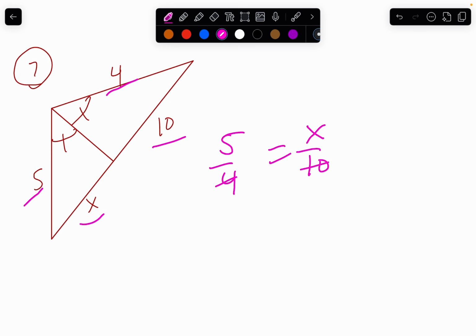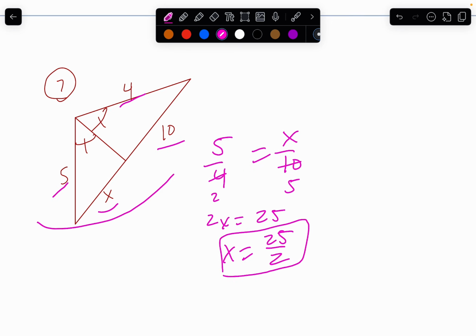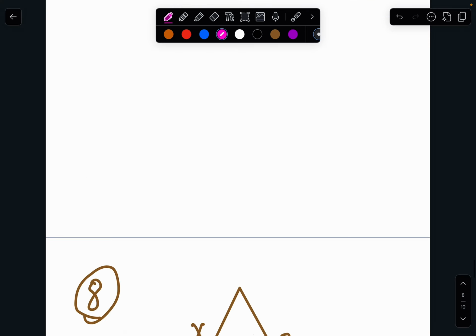4 and 10 reduced to 2/5. Cross multiply, 2x would equal 25. x equals 25 over 2. You have to know that property to solve this. This is not a triangle redraw. This is not what we did earlier. This is an angle bisector problem.